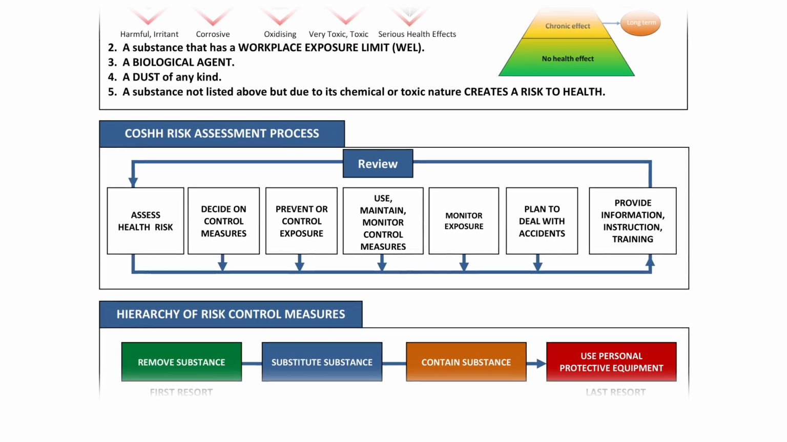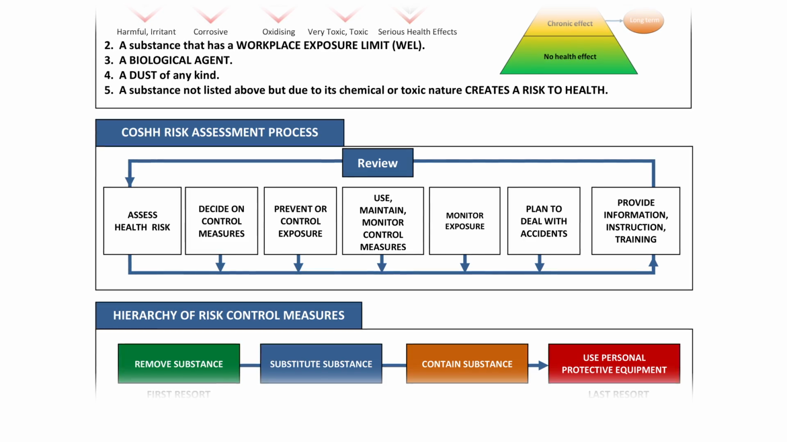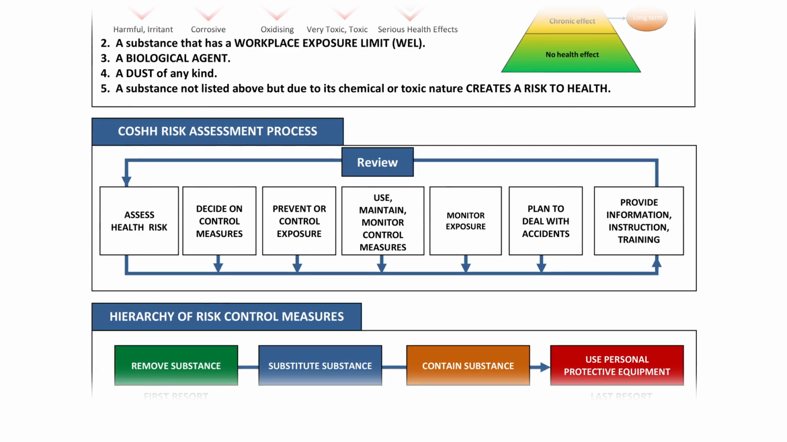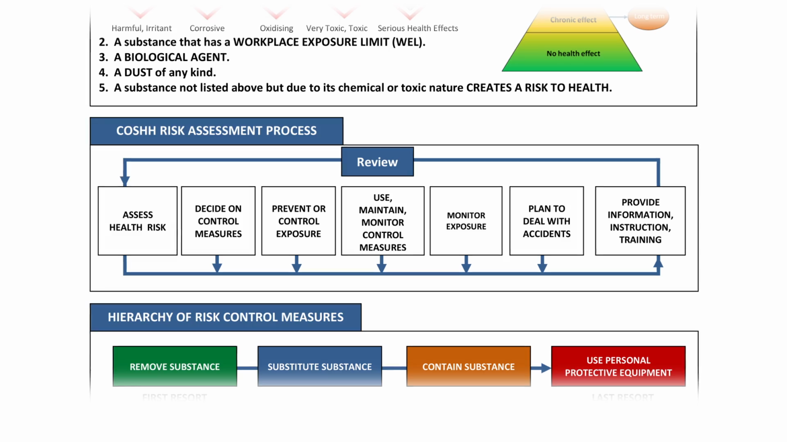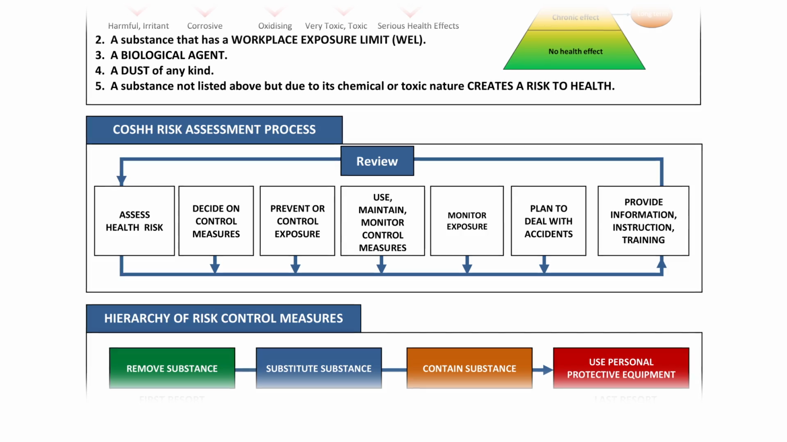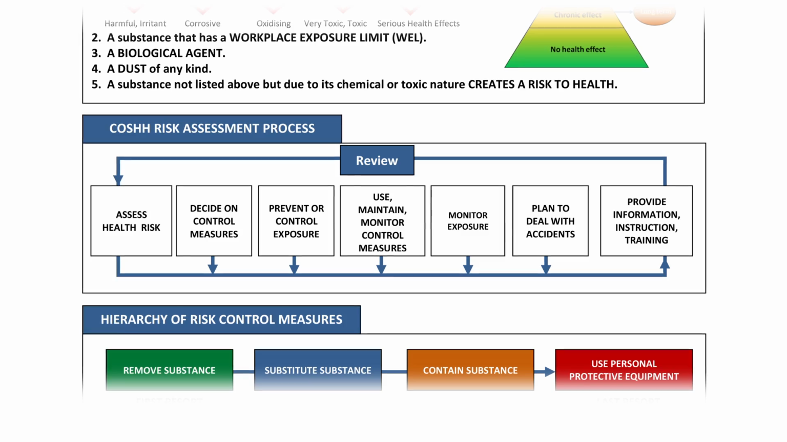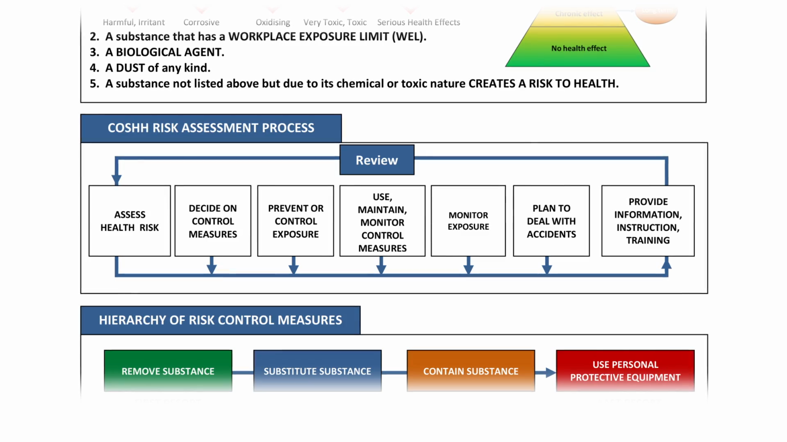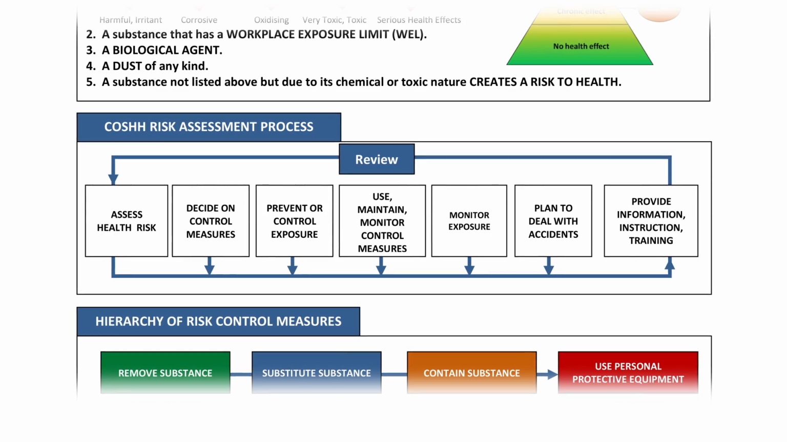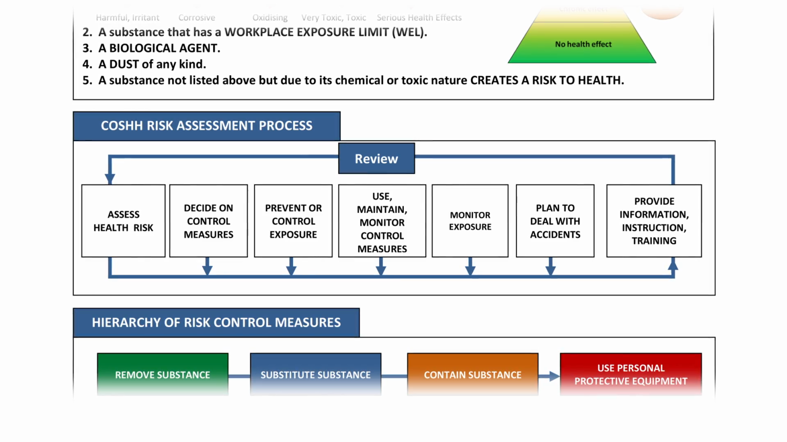The COSHH risk assessment process. Firstly, we have to assess the health risk. Then decide on the control measures, decide on ways to prevent or control the exposure. Then we need to make sure that we use, maintain and monitor control measures, monitor exposure in the workplace if appropriate, plan to deal with accidents, and finally, and probably most importantly, to provide information, instruction and training to those exposed to the substances. And the whole process should be reviewed if there are any changes.